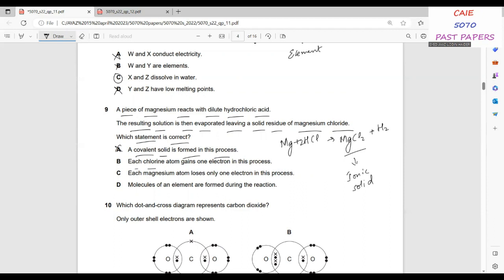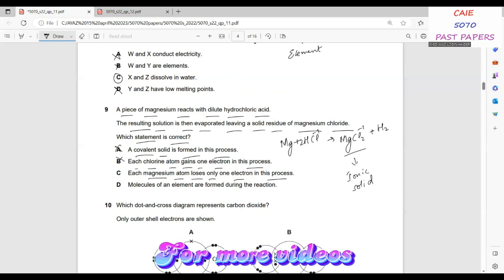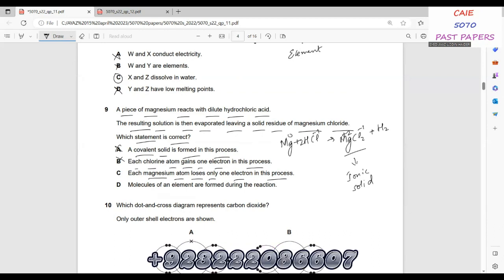B. Each chlorine atom gains 1 electron in this process. You see, the charge on chlorine will not change in this process. On both sides of the equation, it's carrying a -1 charge. So it has not gained an electron in this process. C. Each magnesium atom loses only 1 electron in this process. Magnesium atom loses 2 electrons in this process. As you look at the formula of magnesium chloride, it is MgCl2, which means magnesium has lost 2 electrons. So this is also wrong. Only D will be the correct answer.